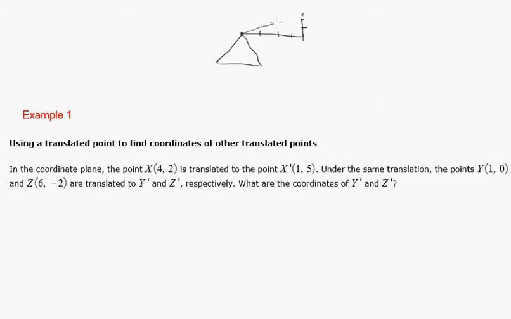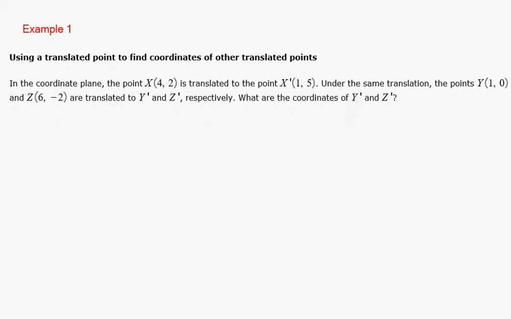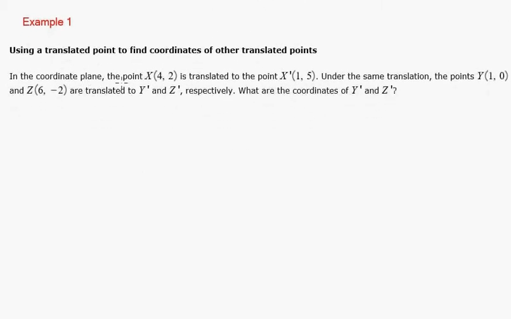Okay, so if we could figure that out, what happened? If we can figure that out, then we can do the same thing for the other points. Okay, that's kind of what's going on here. So the coordinate plane of the point 4, 2 is translated to 1, 5. So the question is, so we went from a 4 to a 1. So let's just say 4 plus what number equals a 1? Okay, so if you subtract 4 from both sides, I get x equals -3.